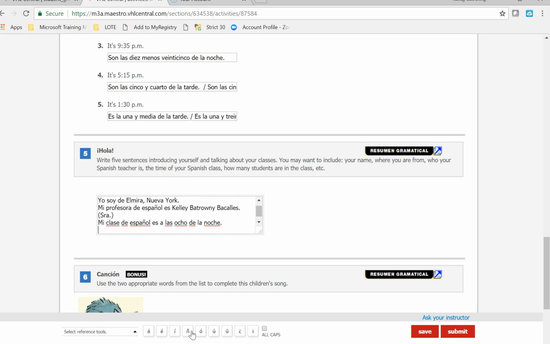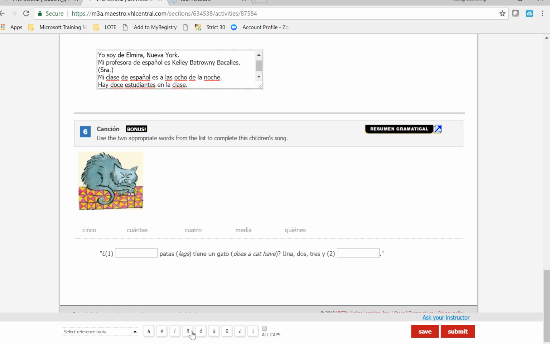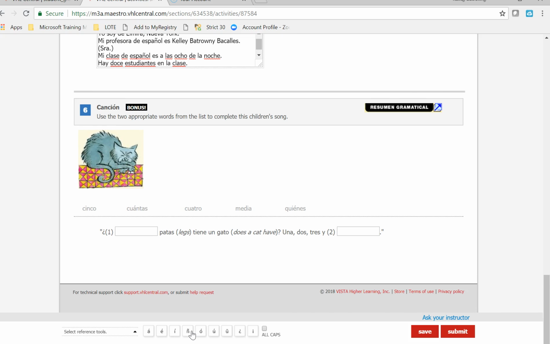And you might not know this, but how many students are in the class? We'd say hay 12 estudiantes en la clase. So those are just some examples. And then here's a bonus, canción. Use the 2 appropriate words from the list to complete this children's song.